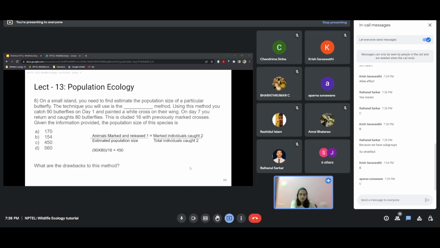That's the correct answer. 90 into 80 divided by 16. So here you have animals marked and released in the first instance divided by the estimated population size, equal to the marked individuals as a proportion, 16 divided by 80.